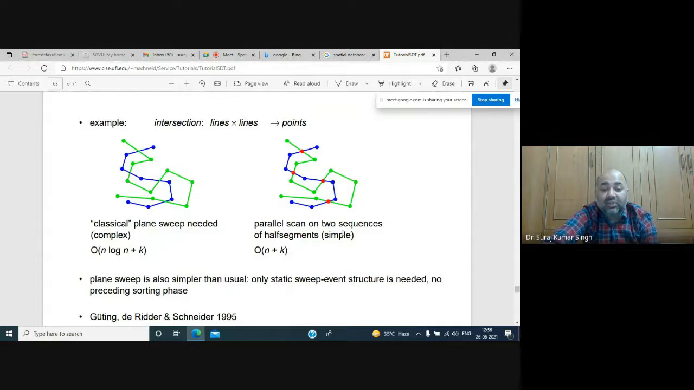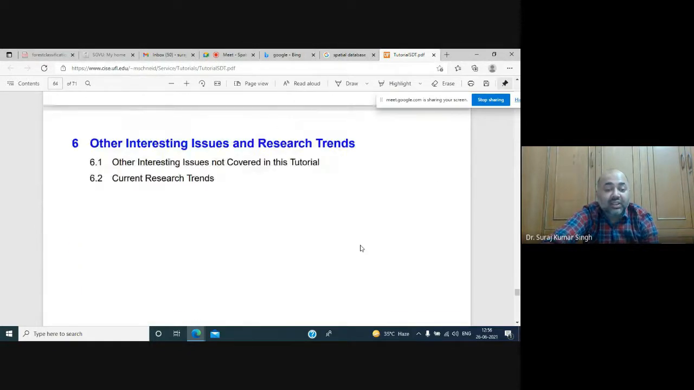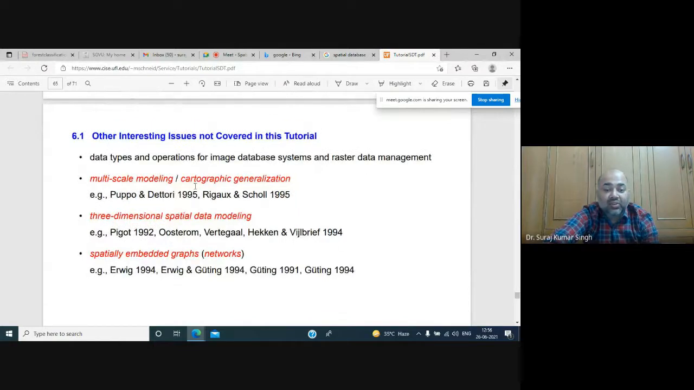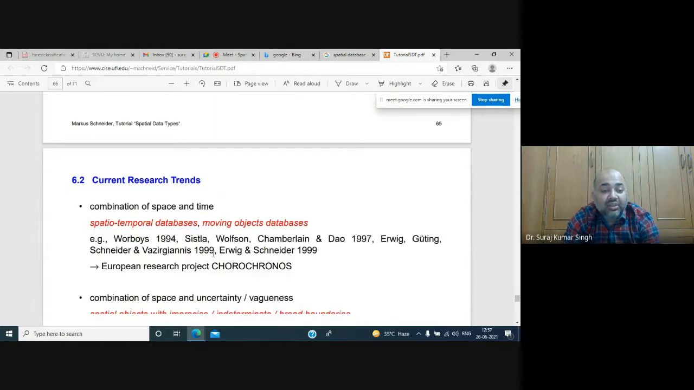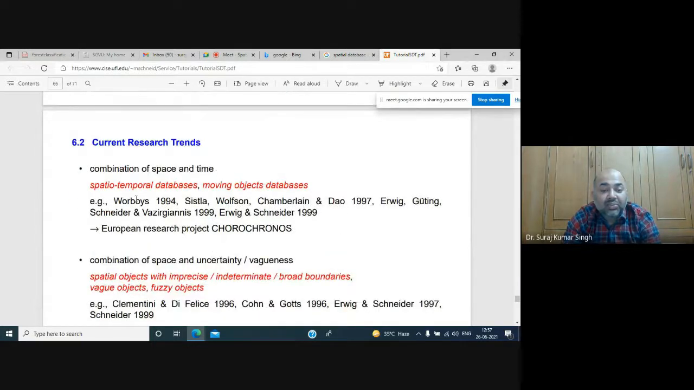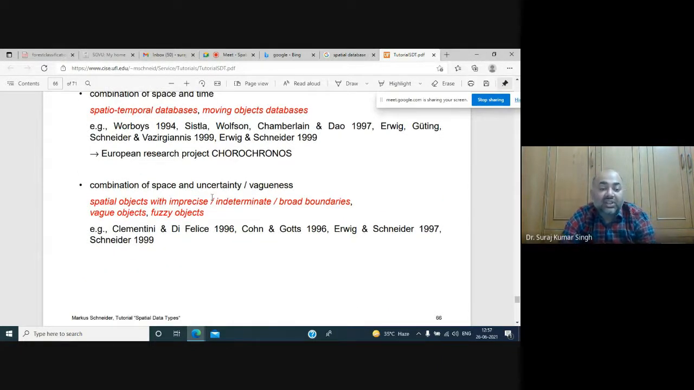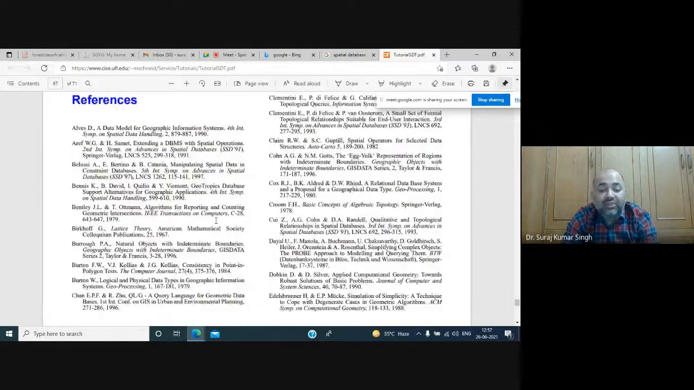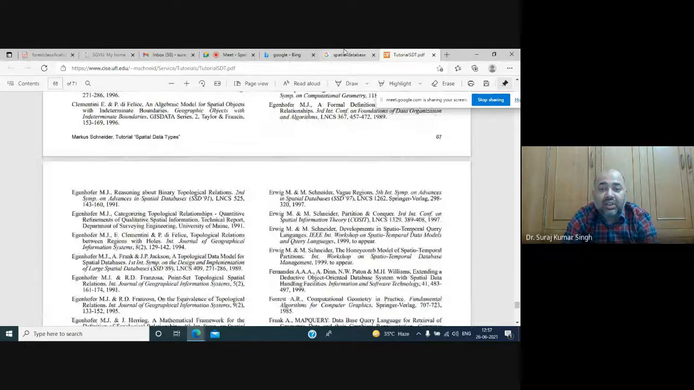Then you've got parallel scan on two sequences of half segments in the plane, and the other important research that you can go and see for the scientists who are immediately working on different models, that is multi-scale modeling, cartographic generalization, three-dimensional spatial data modeling, spatially embedded graphs, then combination of space and time, spatio-temporal database, moving databases, then combination of space and uncertainties, spatial objects with impurities, intermittent, broad boundaries, vague objects, fuzzy objects, and these are few of the references that we have taken for the current study.